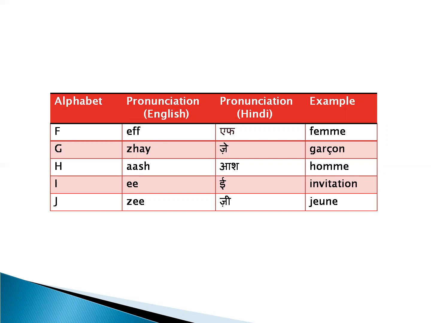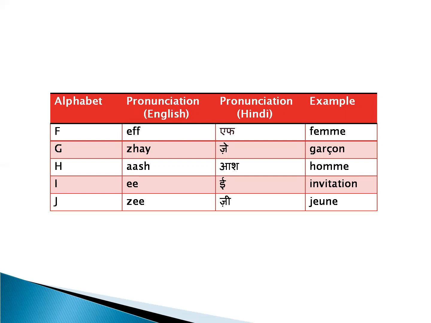The next one which we have is G. G is J. Okay. And one example is garçon. So always remember that in French, G is pronounced as J and J is pronounced as G, right? So G is here J, and one example is garçon. Garçon means a boy. The next one is H. It is ash. Okay. And one example is homme, not home. Just remember that in French, the sound of H is silent. Okay. So it is homme.